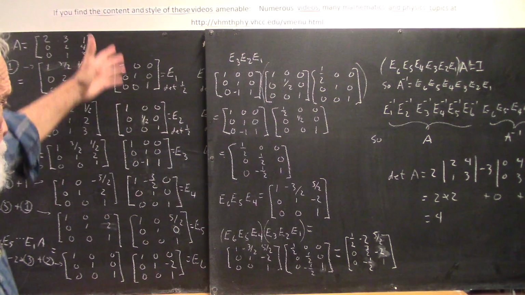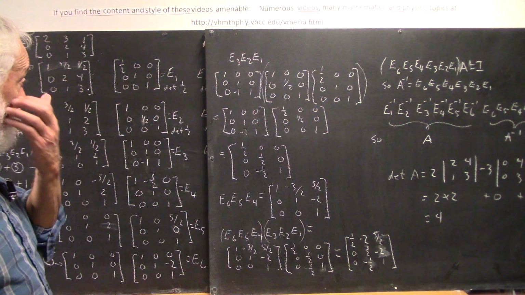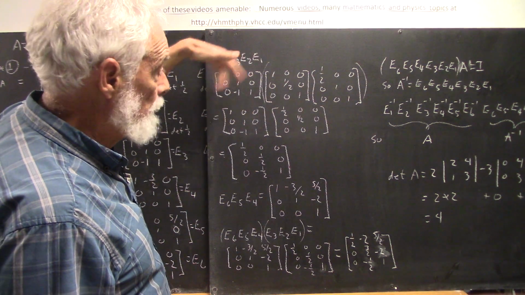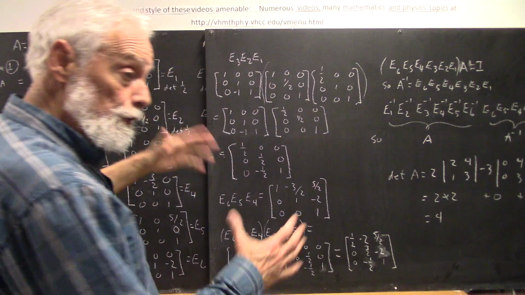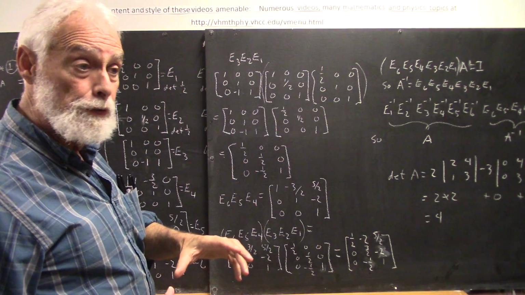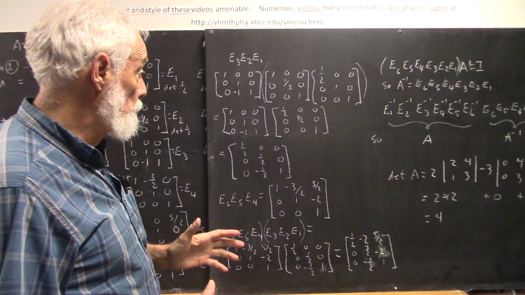Now here, again, we see our elementary matrices E1 through E6, and we multiply E2 times E3 times E1. Now, associativity, we understand that the matrix multiplication is associative. You should know how to prove that.